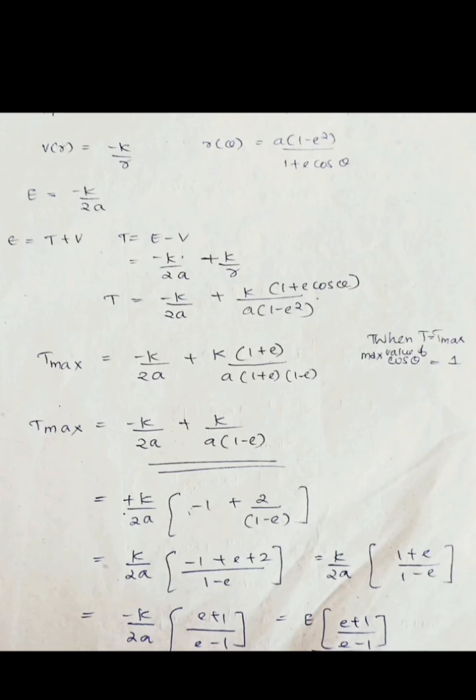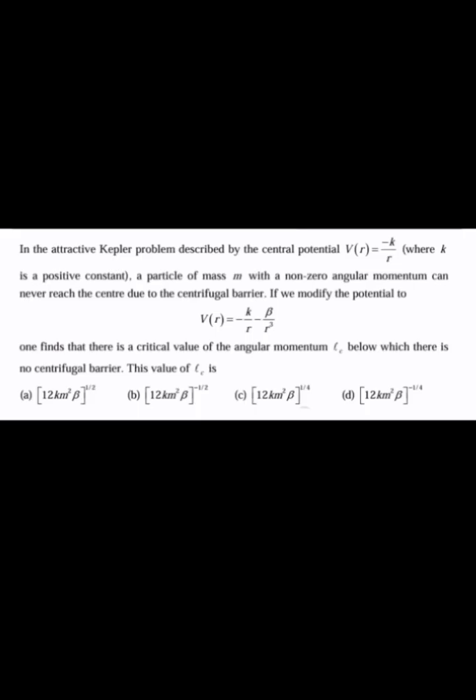So that here we have taken the value of cos θ as 1. So that T max is equal to minus k by 2a plus k by a(1 − e). That is k by 2a into (−1 + 2/(1 − e)), which is equal to k by 2a into (−1 + e + 2)/(1 − e), which is equal to k by 2a into (1 + e)/(1 − e). That is minus k by 2a into (e + 1)/(e − 1), which is equal to k(e + 1)/(2a(e − 1)). So this is the answer.